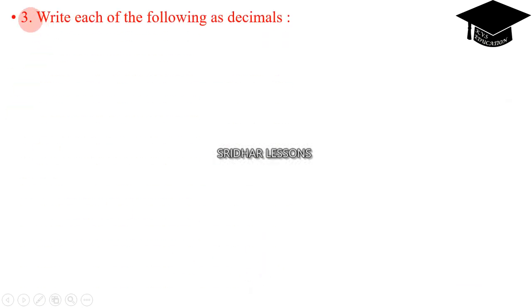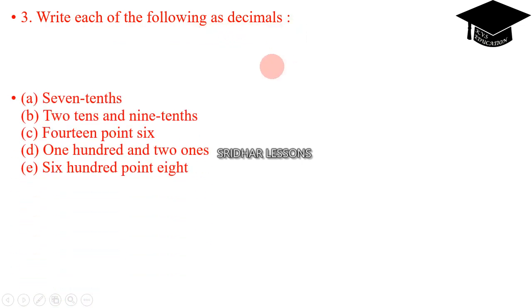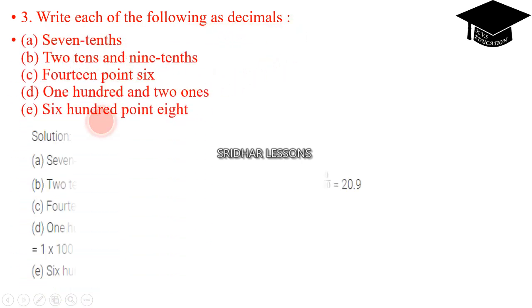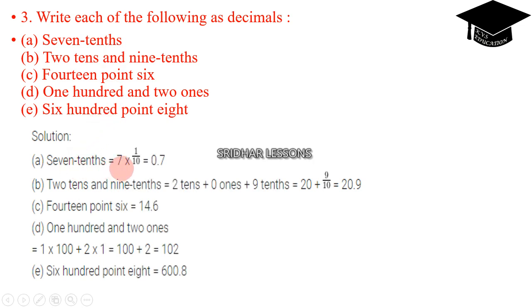Next, problem number 3. Write each of the following as decimals. First one, 7 tenths. 7 tenths can be written as 7 into 1 by 10, that is 0.7. Second, 2 tenths and 9 tenths. 2 tenths plus 0 ones plus 9 tenths. That means 2 tenths means 2 into 10, 20, plus 9 tenths, that means 9 by 10. So 20.9. Understood? Okay. Next, 14.6. Directly we can write this as 14.6.